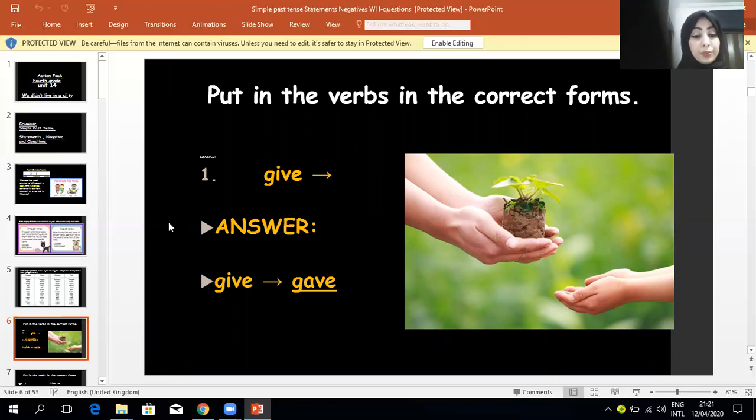Now we're going to be talking about how to make a simple past tense sentence statement. The verb here is give. I want to use the verb give. However, give is an irregular verb, so I can't use the ed rule for regular verbs. So the correct change is give, gave.